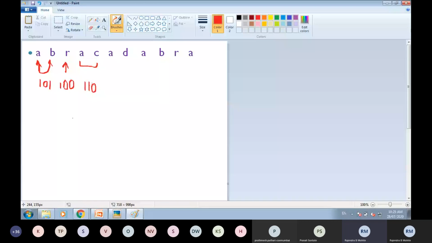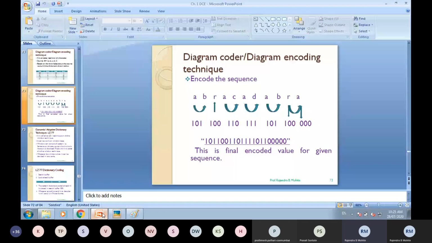Moving towards the next one, A is already encountered. Make the pair of 2. So if we make the pair of 2, AD is next to 6. So my code of AD is 111. Okay. Then moving towards the next, AB.